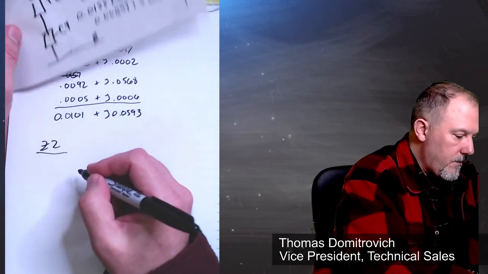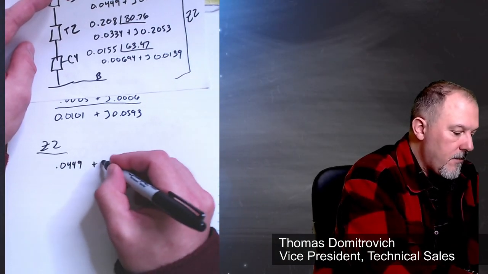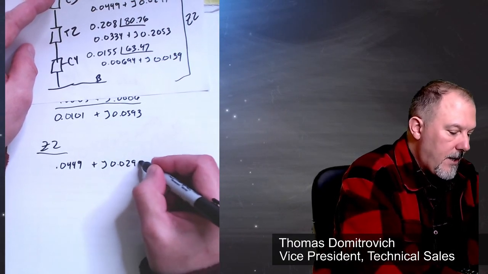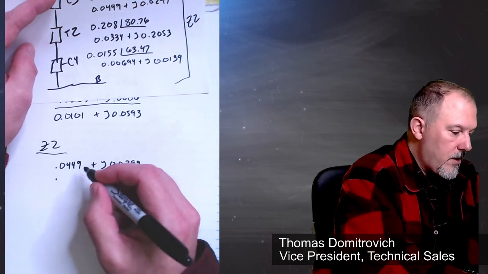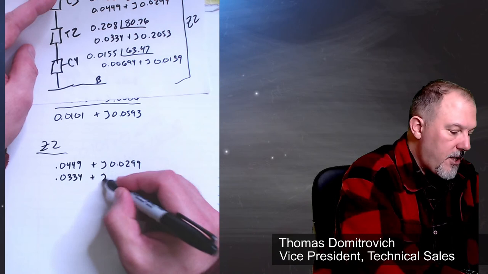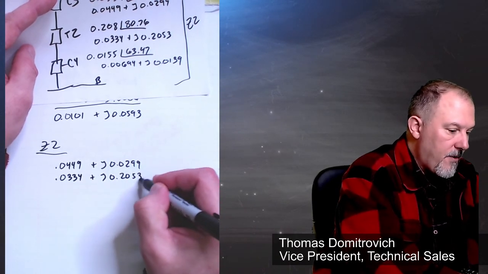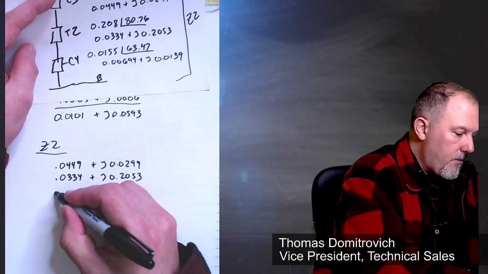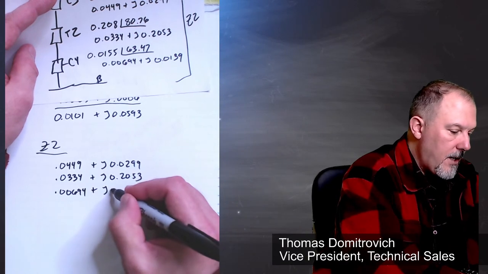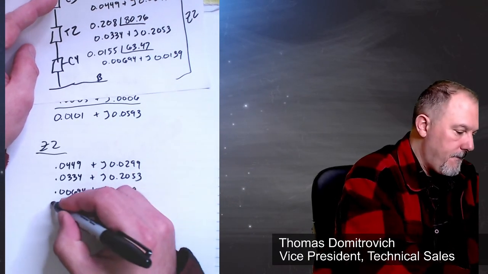Z2 is 0.0449 plus j 0.0299, 0.0334 plus j 0.2053, and then 0.00694 plus j 0.0139.